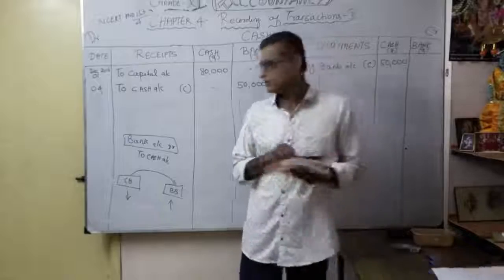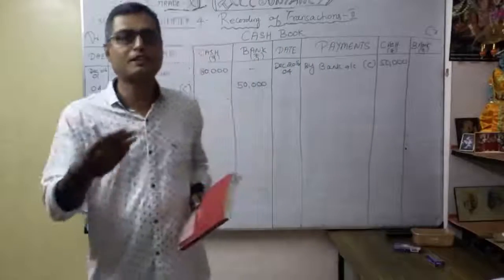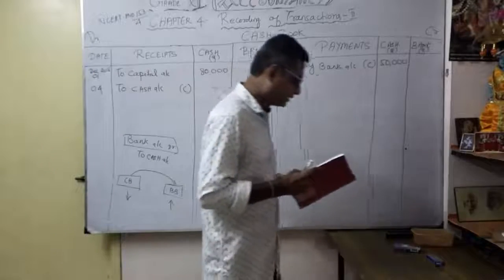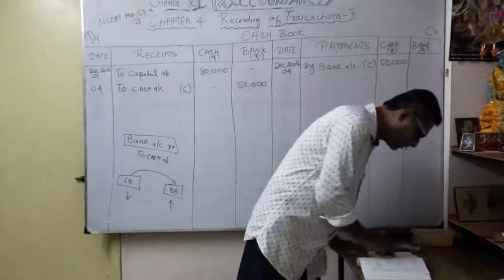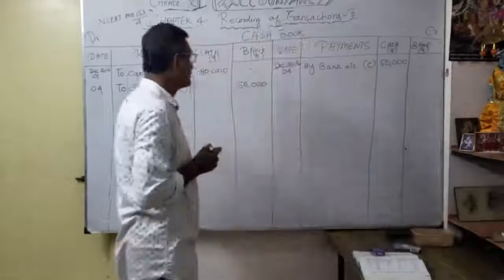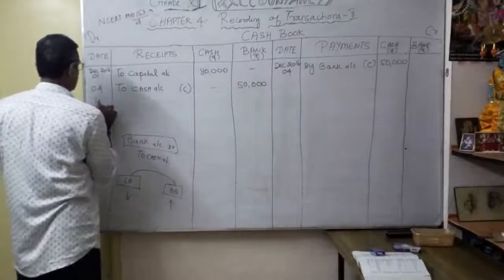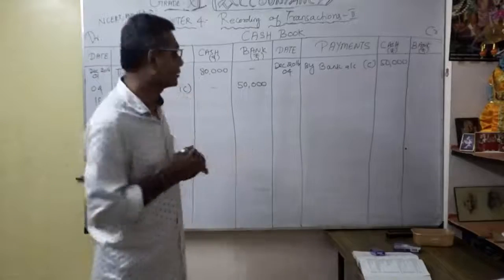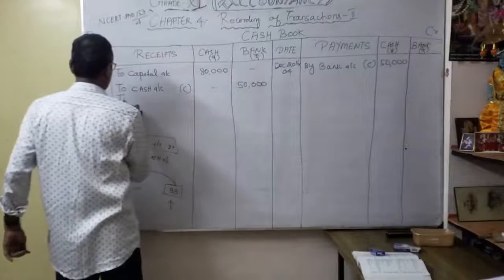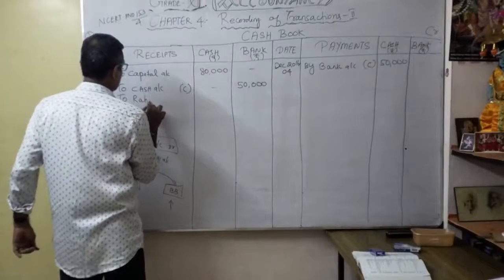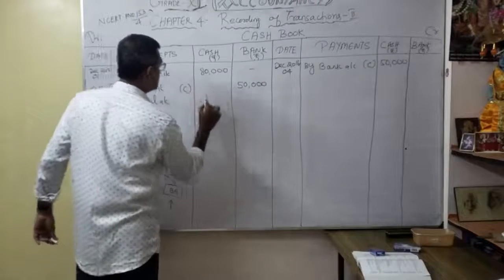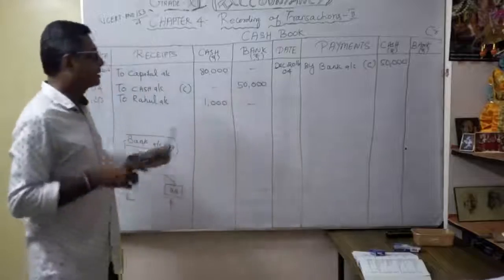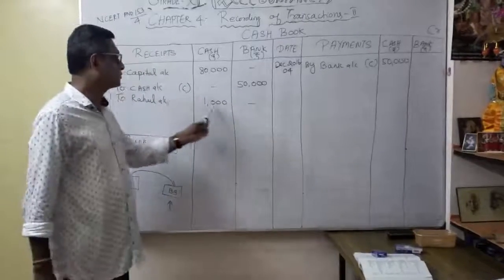Okay, so in this situation, better you prepare the journal entry, then do the posting. Okay, then what is this? December 10, received cash from Rahul. How much? 1,000. So what is the entry? December 10, received cash. So cash account debit 1,000 to Rahul account. Rahul account, which column? 1,000. Because I got cash, so put a dash. Understood? Cash account debit to Rahul account 1,000.